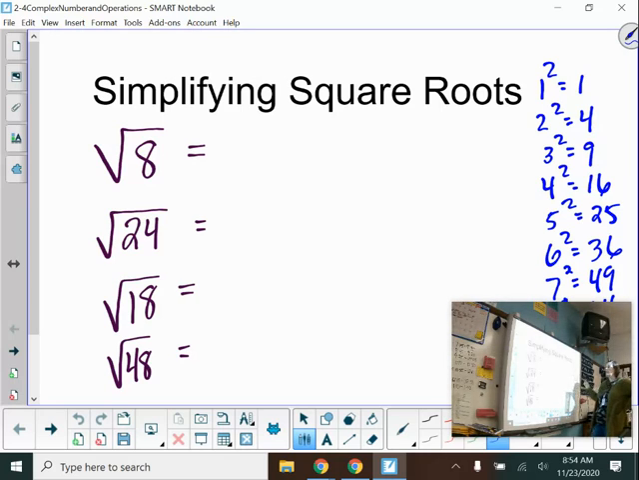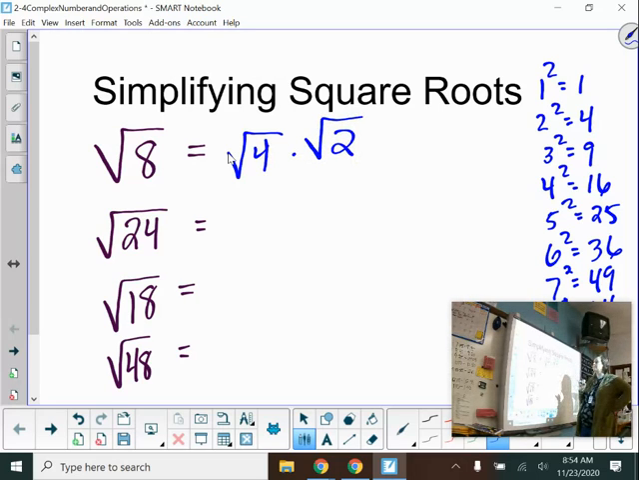So for 8, the greatest perfect square factor is 4. So I can rewrite this as the square root of 4 times 2, or the square root of 4 times the square root of 2. Notice I did put the one that was the perfect square first. This is just a habit that I've created, so I remember what comes out of the square root versus what has to stay in the square root. The square root of 4 is 2, so this is going to simplify to 2 times the square root of 2.